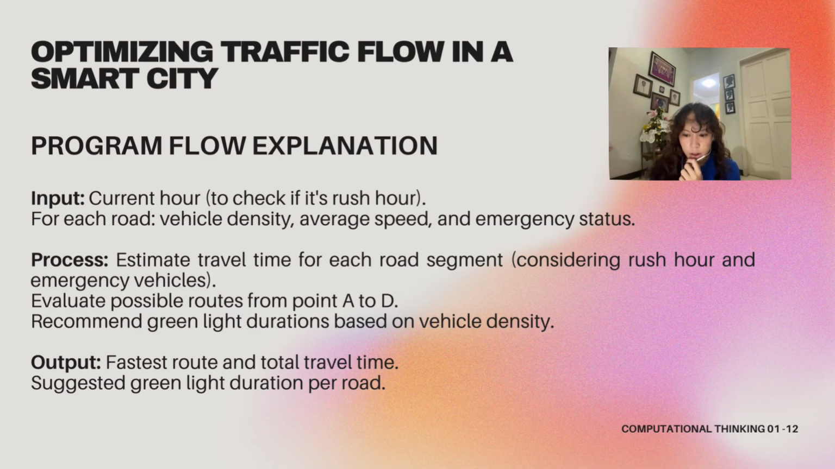Second, there is process. For the process, there is estimated travel time for each route segment, considering rush hour and emergency vehicles. In this process we also evaluate possible routes from point A to D, and recommend green light durations based on vehicle density. The third one is output, which is the fastest route and total travel time, along with the suggested green light duration.